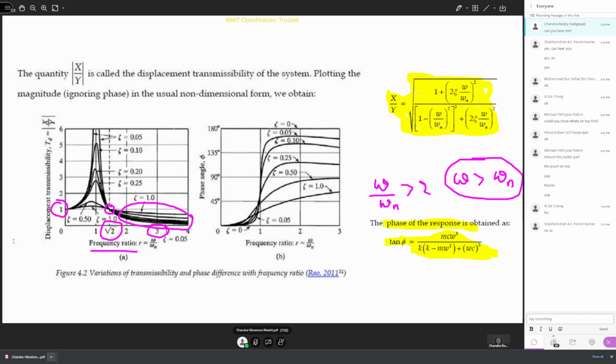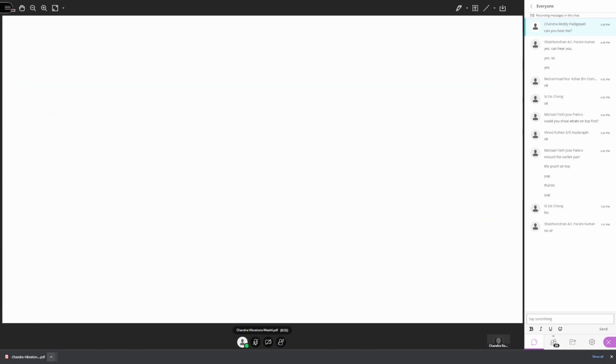So this figure basically tells how the phase angle varies with respect to the frequency ratios. Again, when the frequency ratio is equal to 1, the resonance condition takes place. So you can see the phase angle is about 90 degrees. And the phase angle increases for higher frequencies, depending on the damping ratios. All right, so we can read the description and the interpretation of this curve.